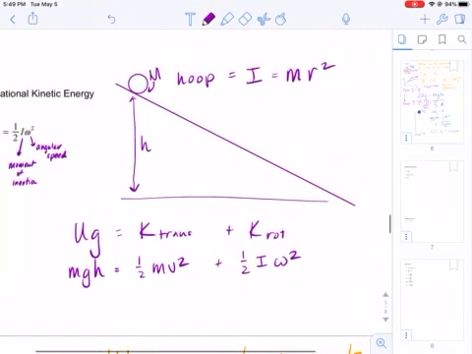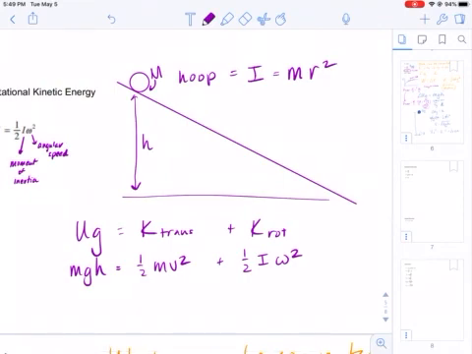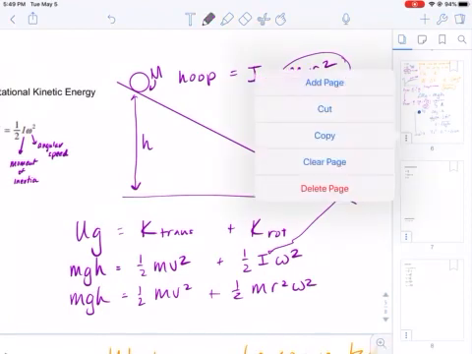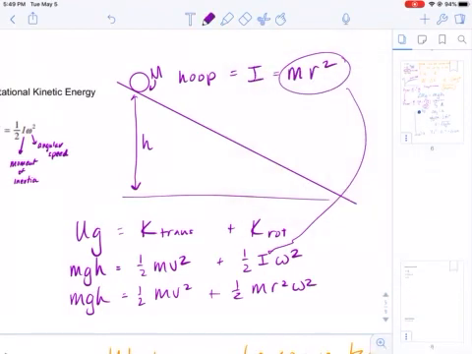Now, remember that r times omega equals v. This is what relates angular speed to linear speed. So this is just v squared. So check it out. We have mgh equals 1/2 mv squared plus 1/2 mv squared.